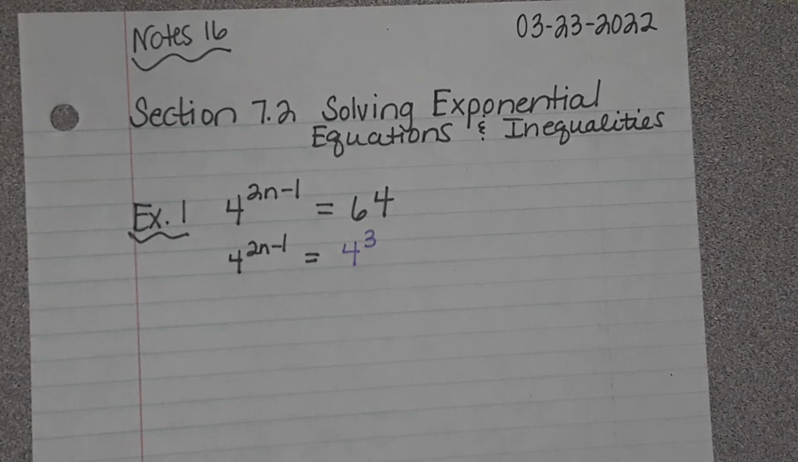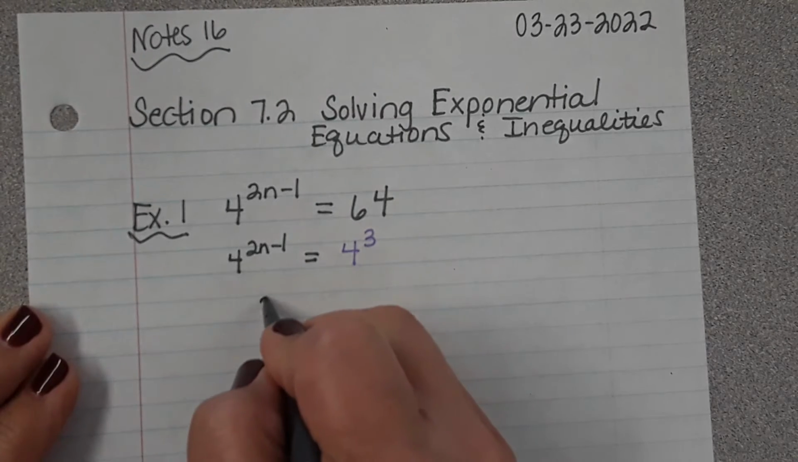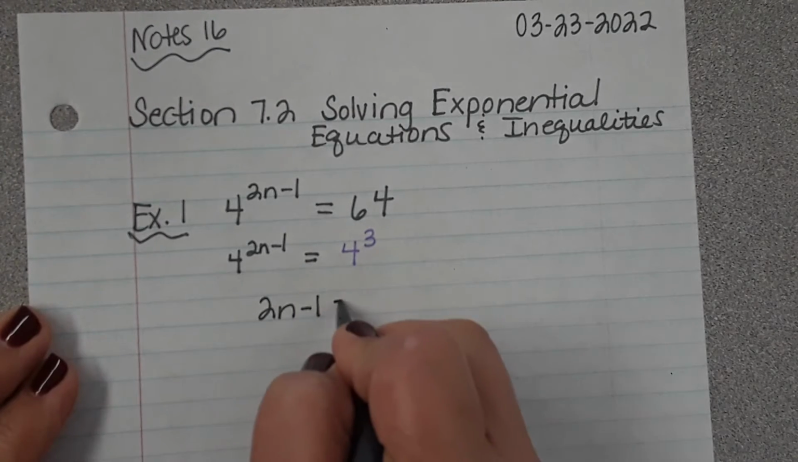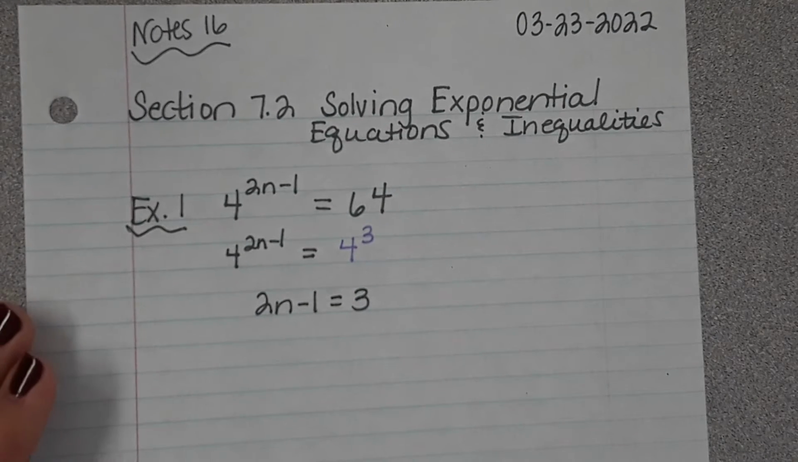And the reason we need them to be the same is so that we can solve for that variable that's in the exponent. Since the bases are the same, we can take the exponents and set them equal to each other. And now we have an exponential equation. Yep, and now we're going to solve for n.